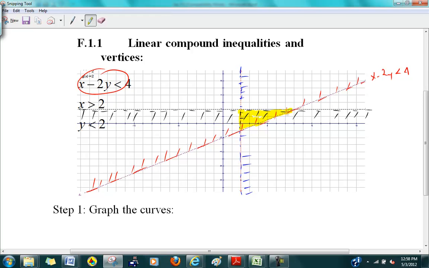These guys here, the corners, are called the vertices of the region, and we're going to need that concept when we do, I think, F2 or F3. One of those things. In a couple of days, we're going to need that concept. All right, you guys got graphing down?